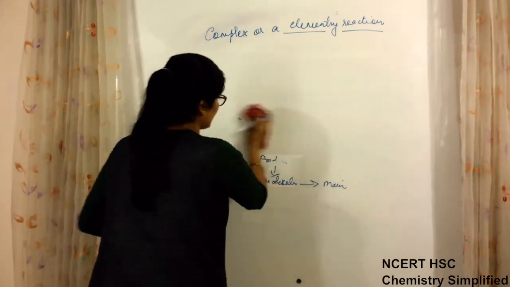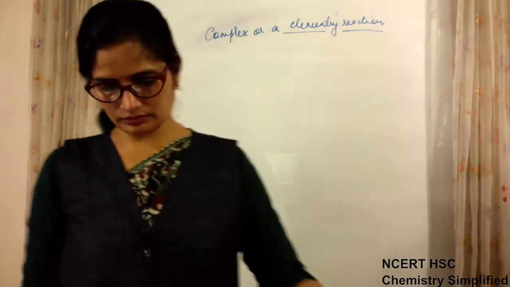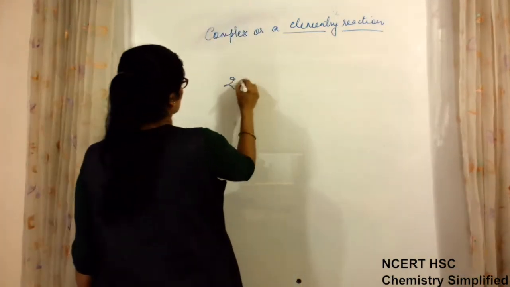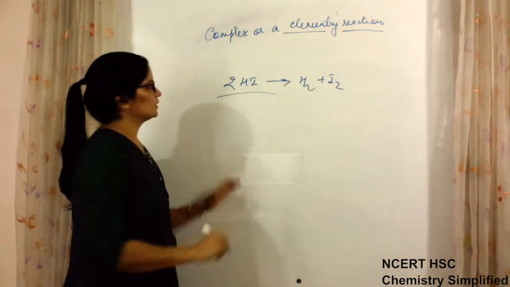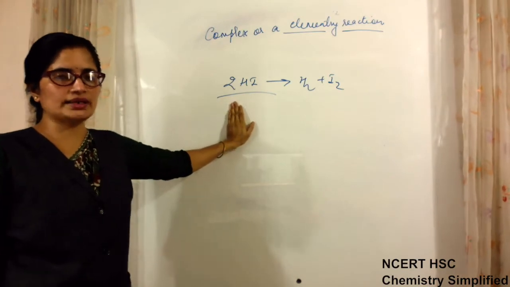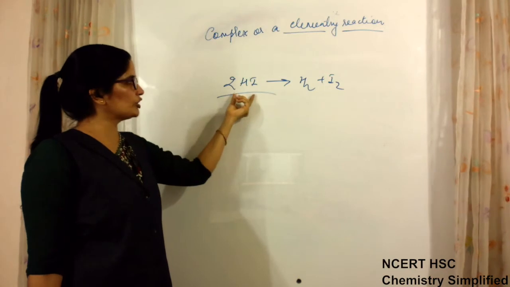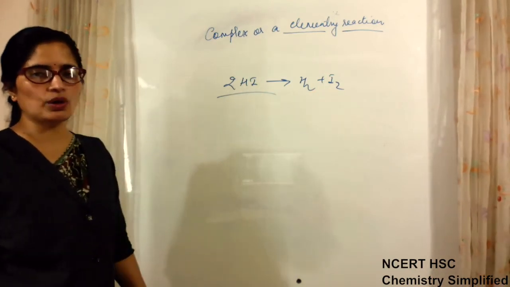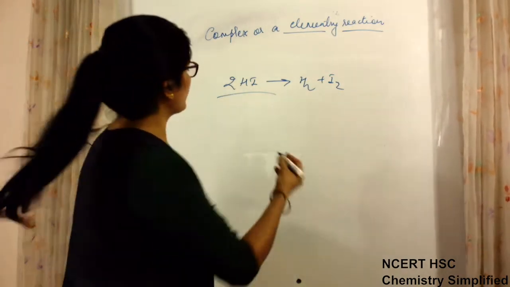Now if I write a reaction, suppose 2HI gives H2 plus I2. This is a simple reaction. It has occurred in a single step. Two molecules of HI have decomposed to give H2 plus I2. So this is an example of an elementary reaction.